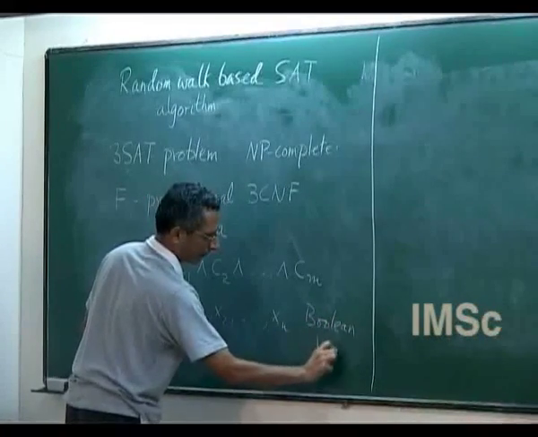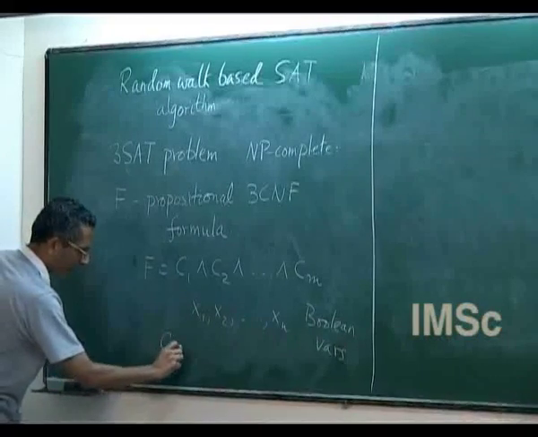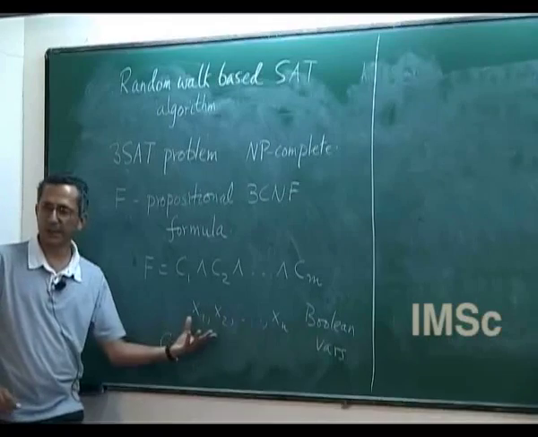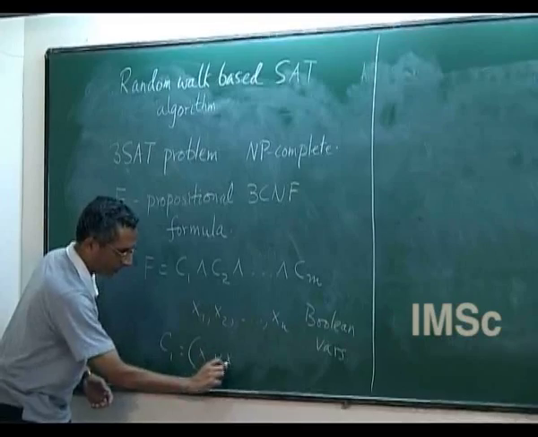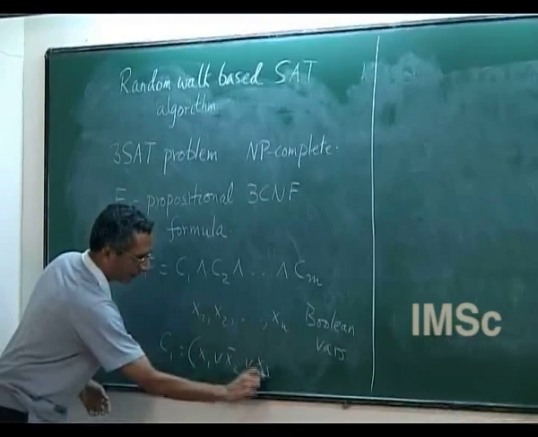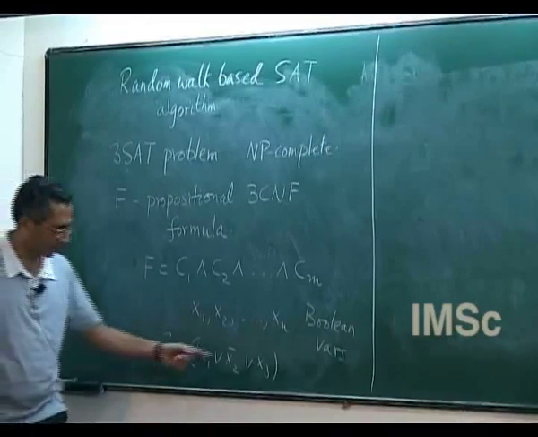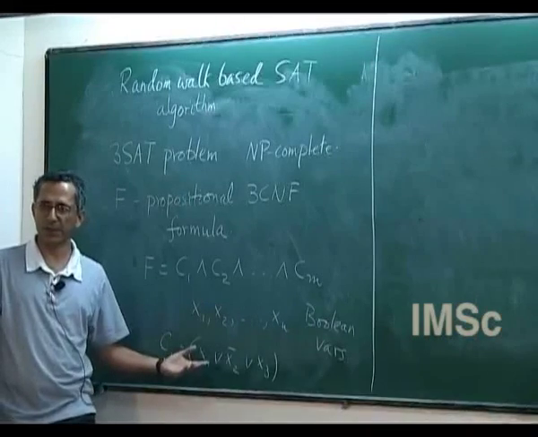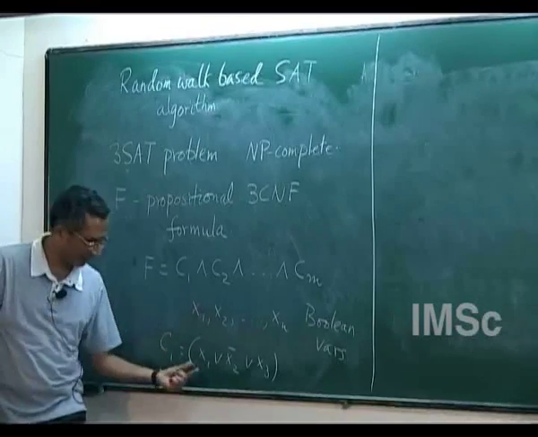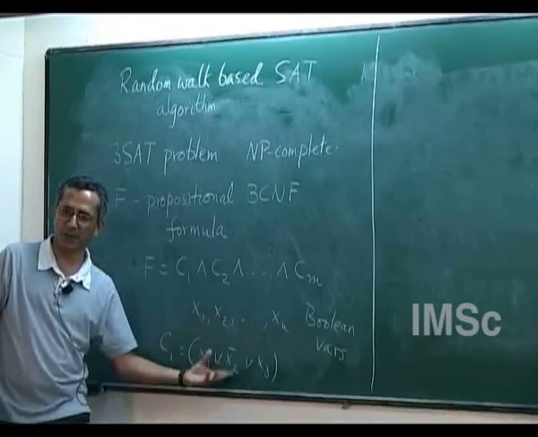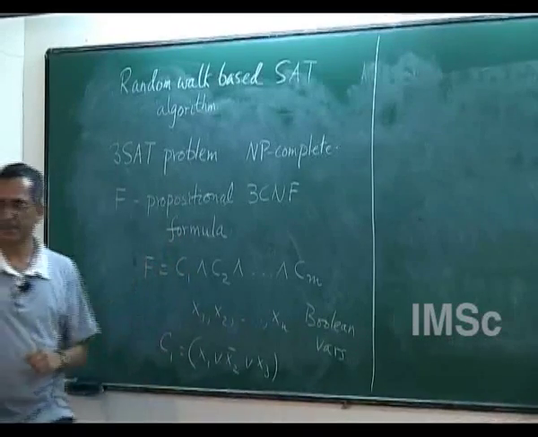Boolean variables, and each clause, take C1, is the OR of 3 of the variables or their negations. So for example, C1 could look like x1 or x2 bar or x3 and so on. So it could involve the complements of the Boolean variables or the original variables. Each clause has exactly 3 literals in it. These variables or their complements are called literals.